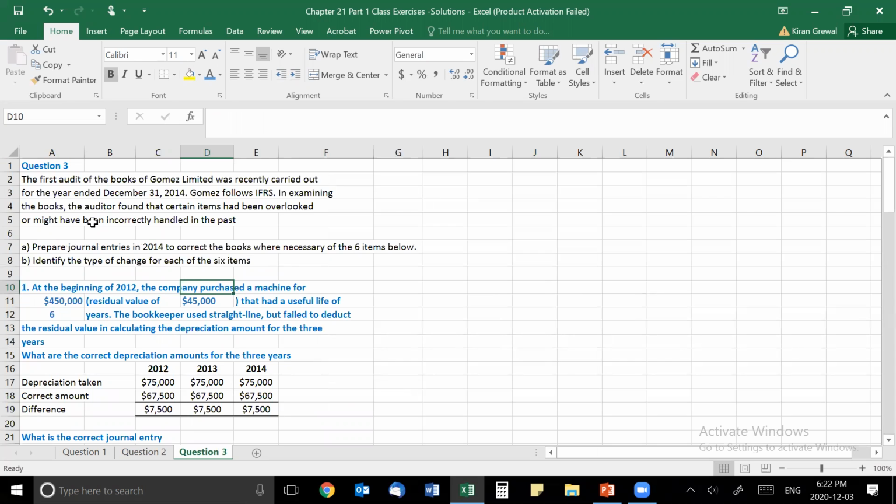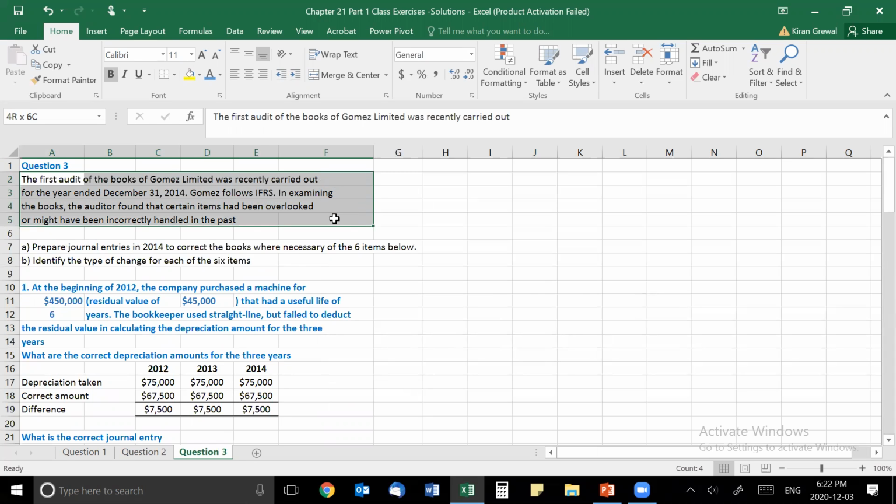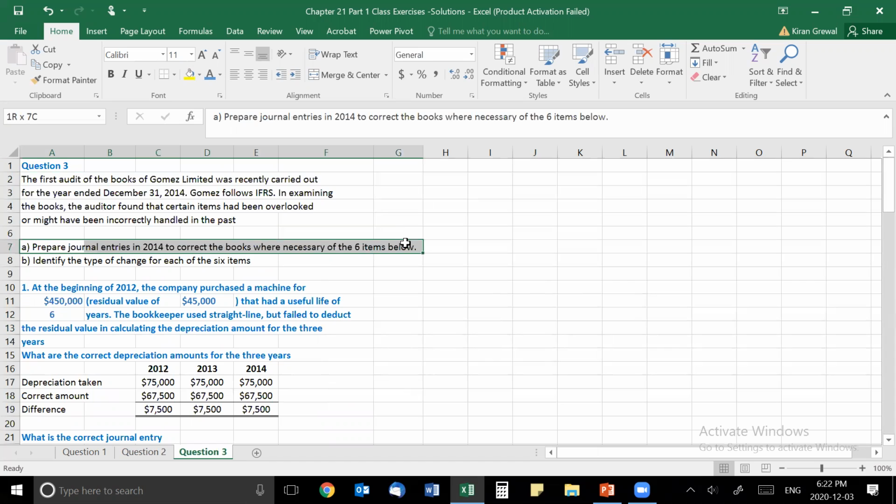Question number 3 says that this is the first audit of the books of Gomez Limited. It was recently carried out for the year ended 2014. They follow IFRS, and examining the books, the auditor found certain items that have been overlooked or might have been incorrectly handled in the past. Prepare the journal entries in 2014 to correct the books for the 6 items below and identify the type of change for each of the items. Okay, so they're doing the audit right now for 2014, which means 2014's books are still open. So you can still make changes to 2014 numbers. Okay, so just keep that in mind.